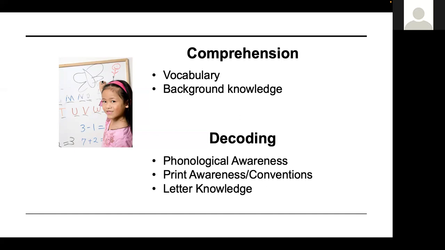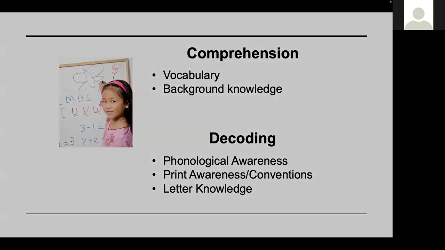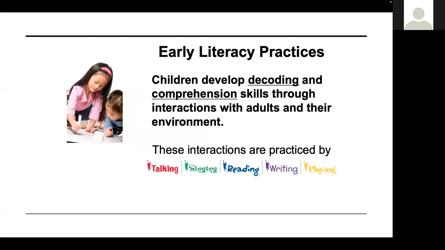And when we talk about decoding skills, which are needed as children learn to sound out words, they include phonological awareness, print awareness, and conventions of print, and letter knowledge. So we've got a brief overview of those two main skill areas that go into a child learning to read, right? So children develop decoding and comprehension skills through interactions with adults and their environment, especially when we're talking about early literacy and getting them ready for that formal reading instruction.